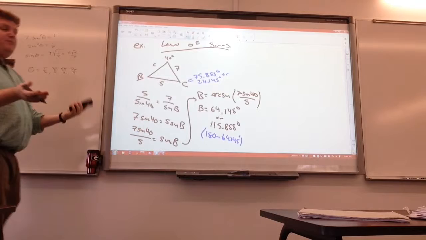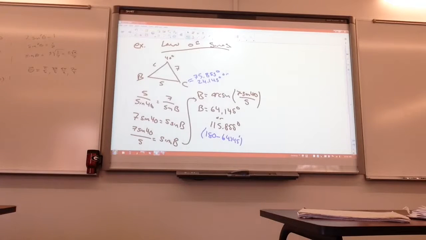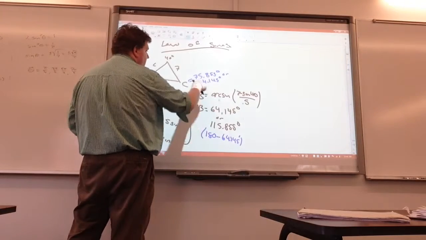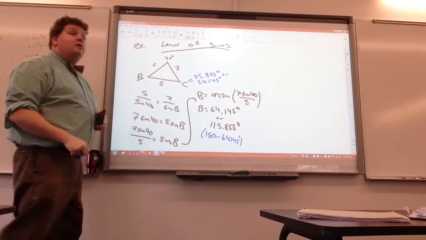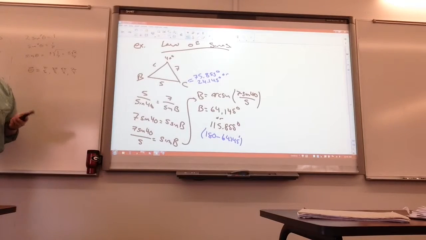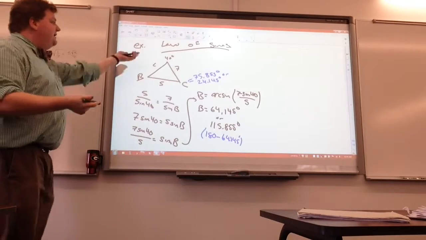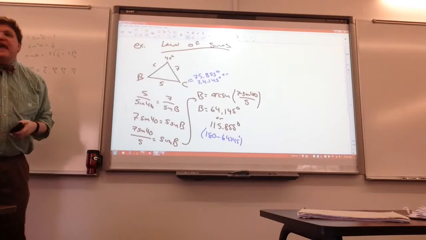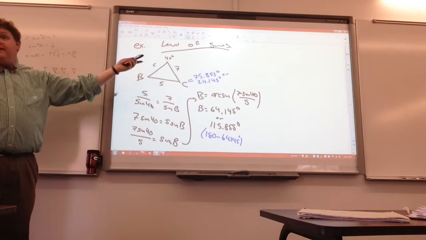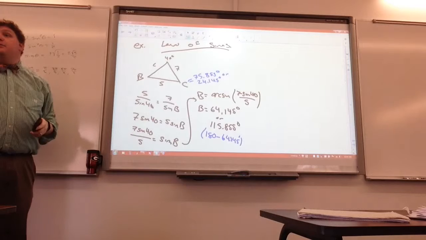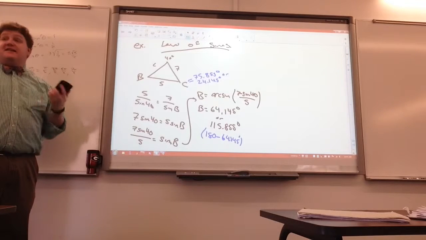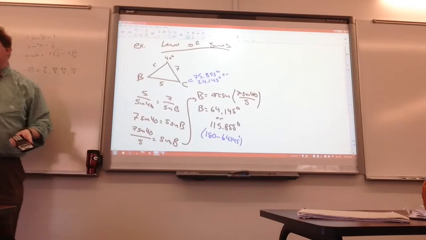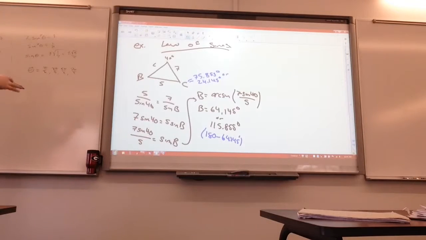Okay, and again, it just depends on which one we're dealing with. So if B is 64, this angle is 75. If B is 115, that angle is 24. Okay, that's how you can end up getting 2 answers there. And then to find side C, you just use the law of sines again with this angle, with these numbers, and you would get C. So in one case, C is going to be bigger than 5 and 7, and in the other case, it's going to be smaller than 5 and 7. Okay? But that's how you would figure this out.